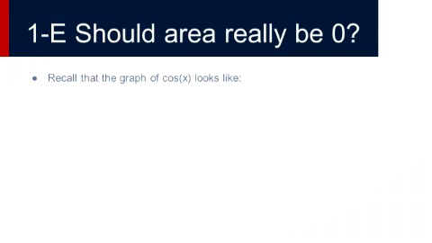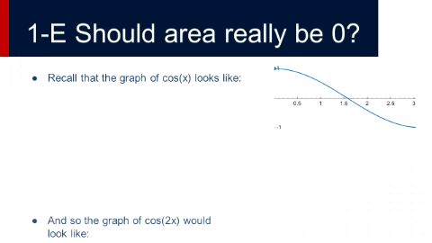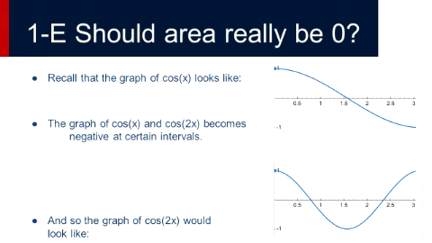Well, let's recall that the graph of cosine x looks like this. And so the graph of cosine 2x will look like this. And as you can see, from 0 to pi, the graph becomes negative at certain intervals. The graph of cosine x at pi over 2 to pi would be negative. The area over there would be negative, but you can't have negative area when searching for area.